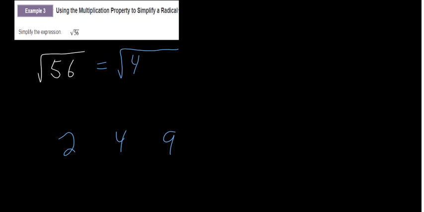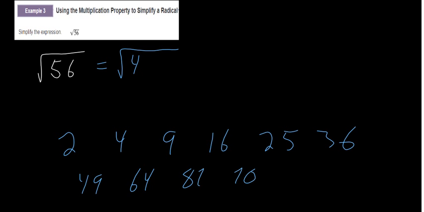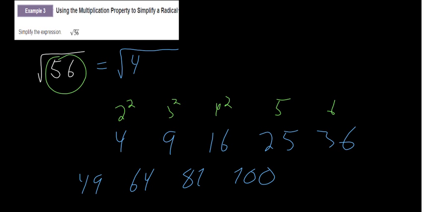9, 16, 25, 36, 49, 64, 81, 100. Actually, it's not even 2, I don't know why I wrote 2. This is 2 squared, 3 squared, 4 squared, and then 5 squared, 6 squared, 7 squared. These are all the perfect square factors that I'm trying to envision in my actual problem. So 4 would be the next number that I would use. What I would do is go to 4, and if 4 didn't work, I would go to 9, and if 9 didn't work, I'd go to 16, and so on and so forth. But I know 4 does work.